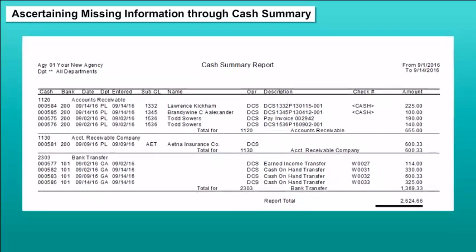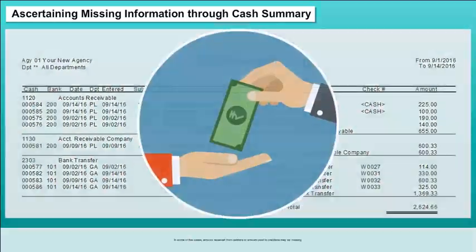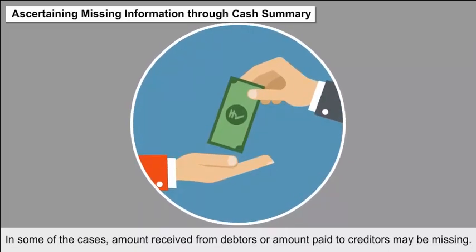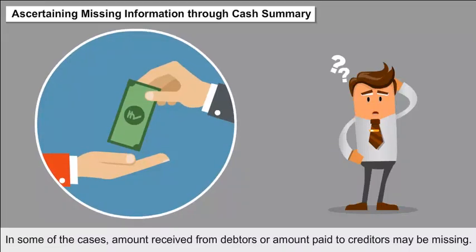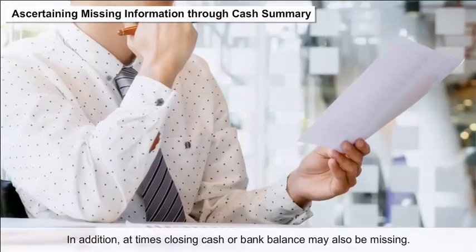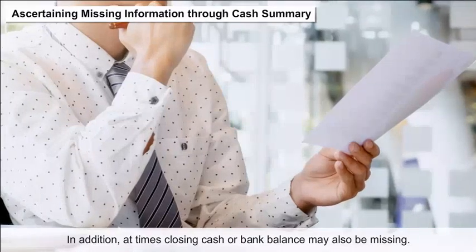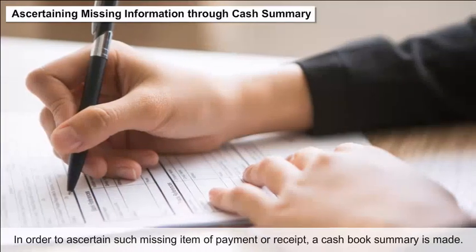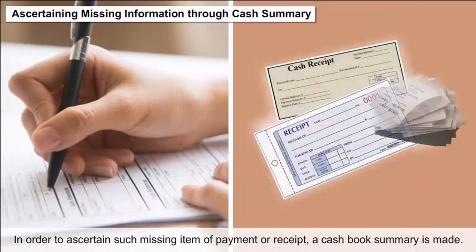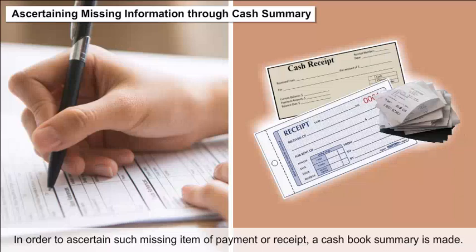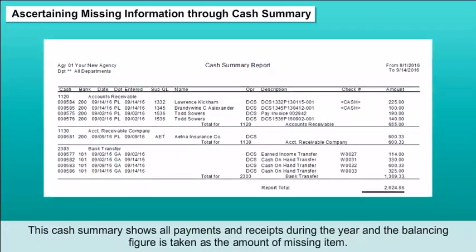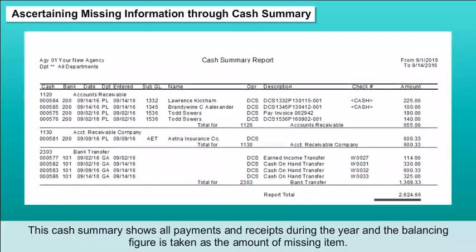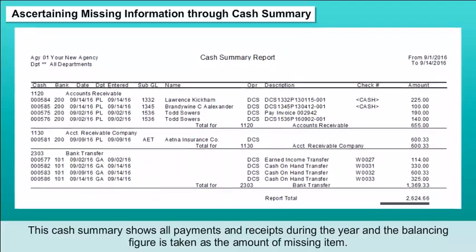Ascertaining missing information through cash summary. In some of the cases, the amount received from debtors or the amount paid to creditors may be missing. In addition, at times the closing cash or bank balance may also be missing. In order to ascertain such a missing item of payment or receipt, a cash book summary is made. This cash summary shows all payments and receipts during the year, and the balancing figure is taken as the amount of the missing item.